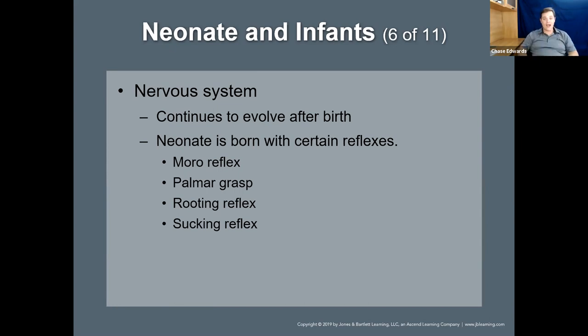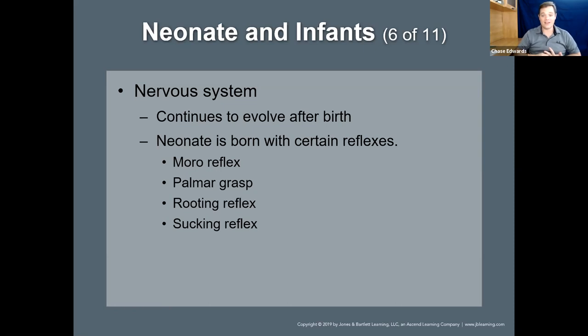A palmar grasp occurs when an object is placed into a neonate's palm. So whenever you're sitting there and you're like, oh, look, he's holding my hand, oh, it's so cute. That's a reflex. So it's called palmar grasp. It's something that they have since they're underdeveloped. They have these types of reflexes that occur naturally. So if you put something in their palm, they're going to grab it. If it makes you feel good that they do it because they love you, then you can continue to believe it.